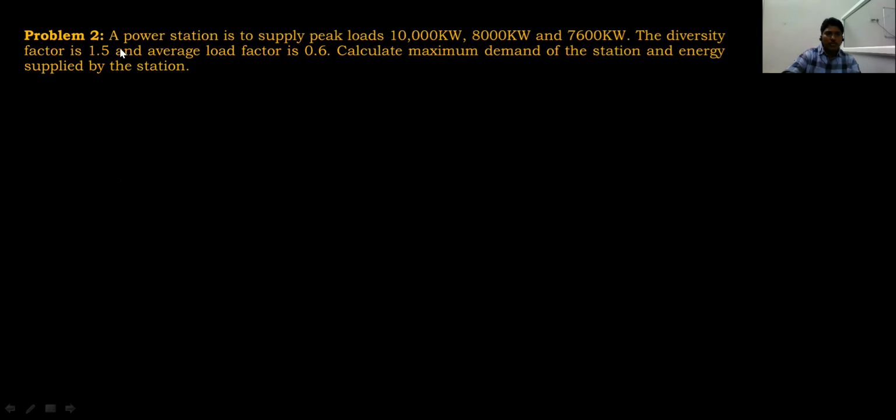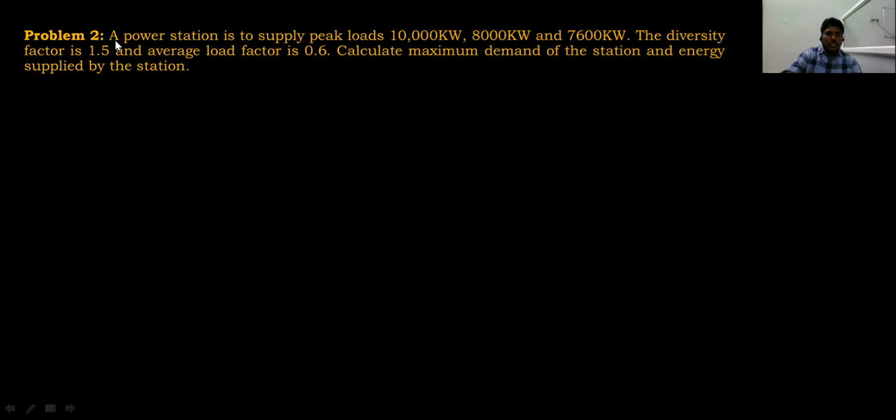The second problem: a power station is to supply peak loads of 10,000 kilowatts, 8,000 kilowatts, and 7,600 kilowatts. The diversity factor is 1.5 and the average load factor is 0.6. Load factor and diversity factor are given, as well as the individual maximum demands: 10,000, 8,000, and 7,600 kilowatts. The question is we need to find the maximum demand on the station and the energy supplied by the power station.